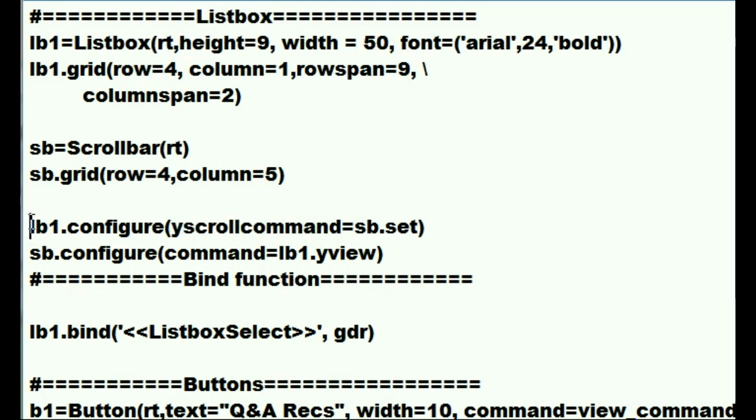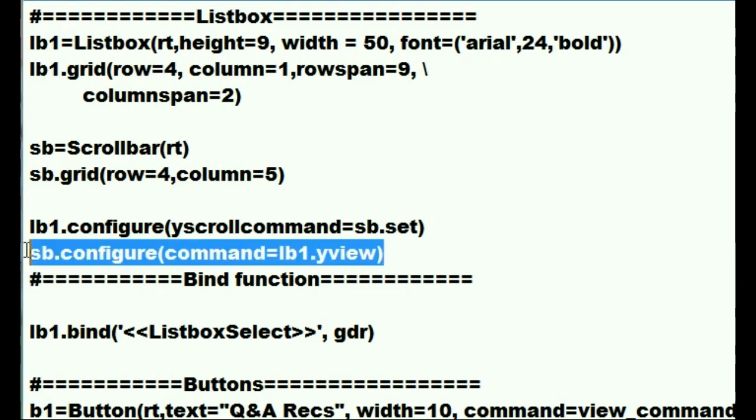I'm telling listbox 1 to configure itself this way. Next, SB, the scroll bar, needs to configure himself in this way. Go to listbox 1's YView method and assign that to the command to be executed whenever anybody clicks on the scroll bar. This ensures that the two will be updating each other.